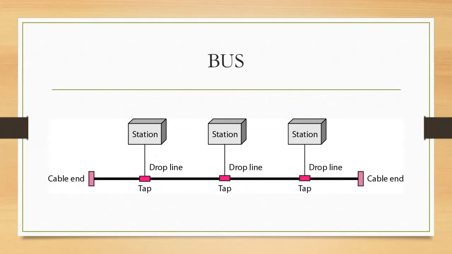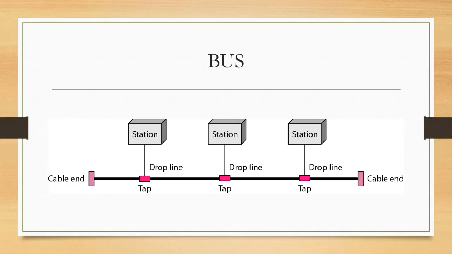Next one is bus topology. Bus is nothing but a single cable which has two different ends, as you can see in the diagram, and then through a drop line and a tap, the stations are connected to that one cable, which is also called the backbone sometimes.